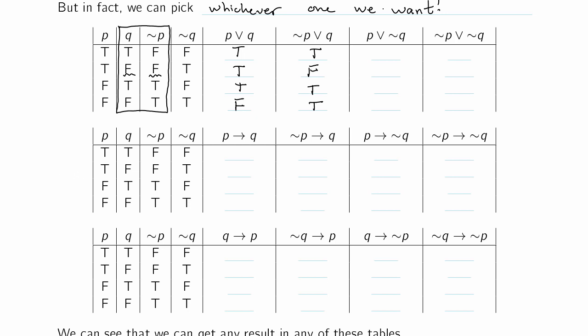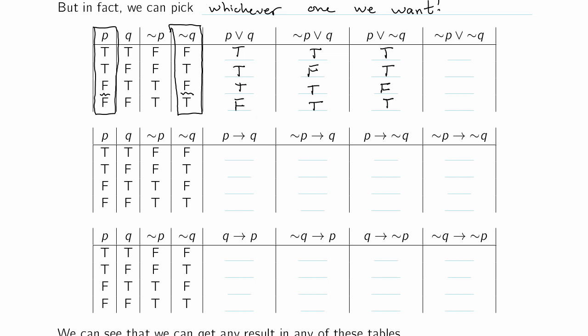For P or not Q, we'll want to look at this column and this column. And once again, the or will be false when both of these are false, and true the rest of the time. Finally, when we're looking at not P or not Q, we'll want to look at these 2 columns. And once again, the or will be false when both of those are false, and it's true the rest of the time.